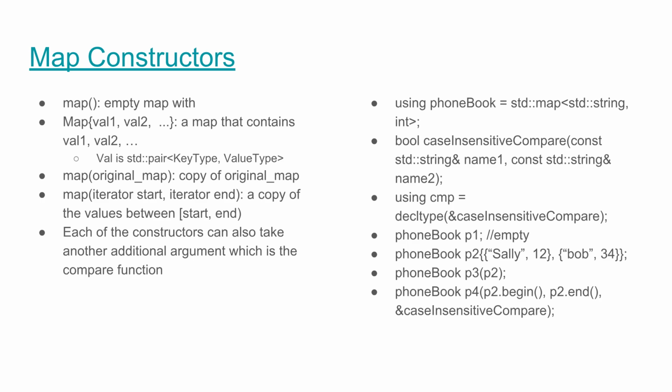You compare the keys. The keys are always what's compared. The values are never compared inside the container or inside a map. Any questions?